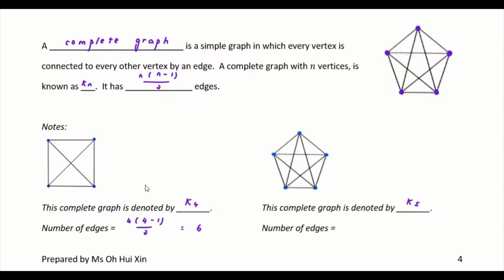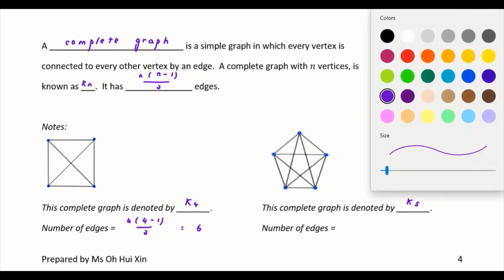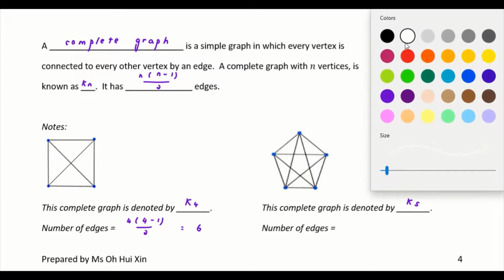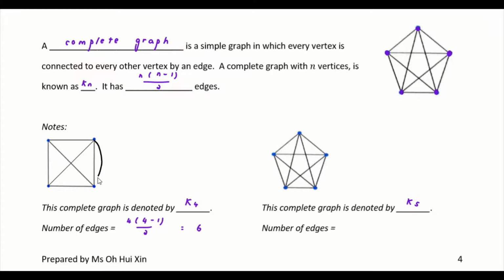You wouldn't have more than that or fewer than that. Imagine if you have fewer than that. For example, if you remove one edge here, then you're left with only 5. In this case, it's no longer a complete graph because these two vertices here are not adjacent to each other. You get what I mean, right? In this case, you might be thinking, can it be, if I try to add one more edge here? You must remember that a complete graph must be a simple graph as well.